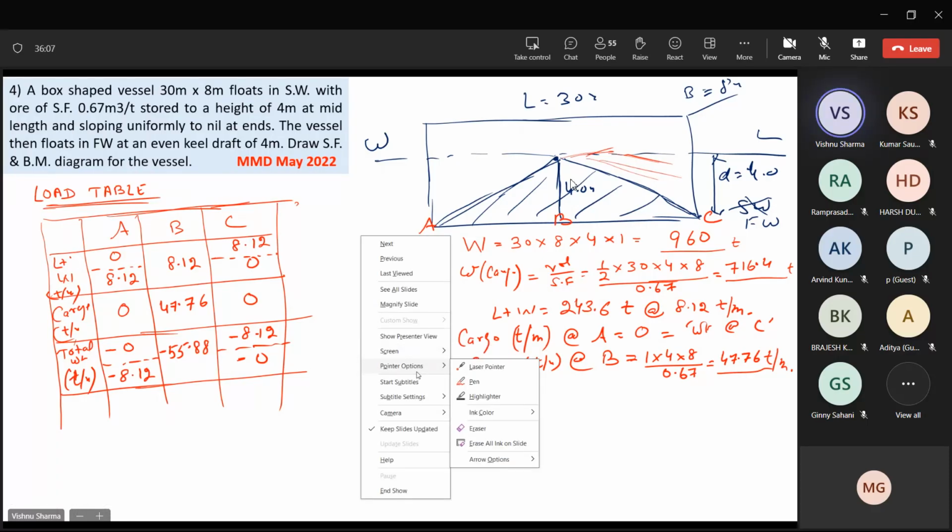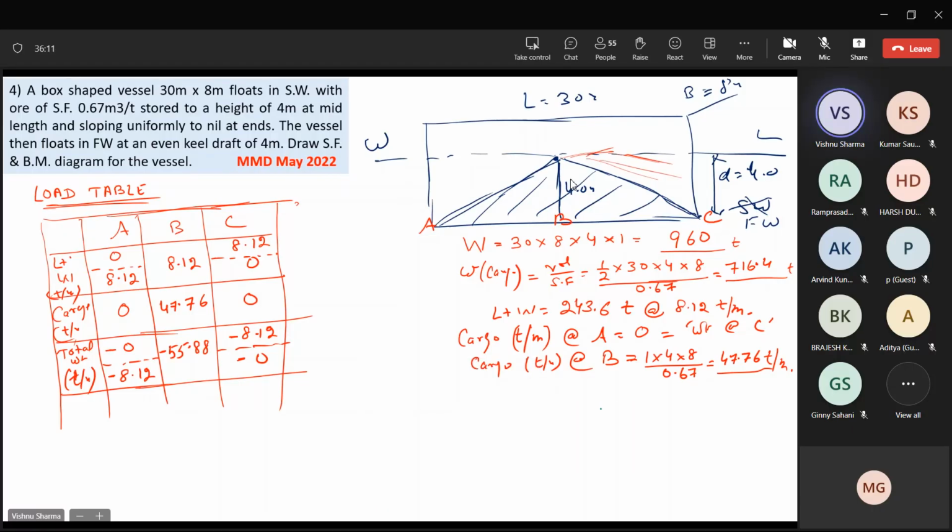Next will be buoyancy. Now, since the vessel is floating at even keel, the buoyancy will be equal to displacement. And what is the displacement? Displacement is 960 tons. So 960 tons is the buoyancy. Since it's box shaped on even keel, it will be divided by 30. So it will be 32 tons per meter.